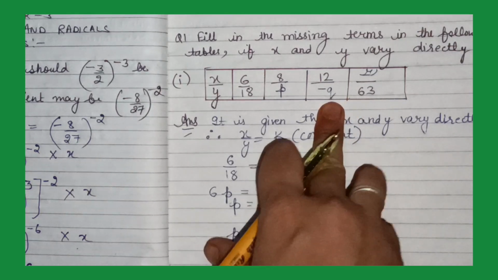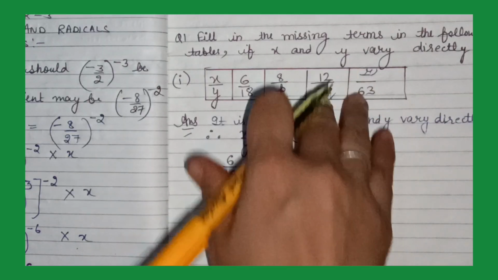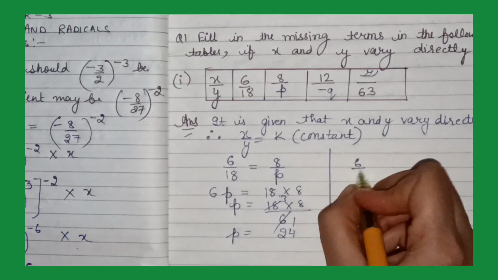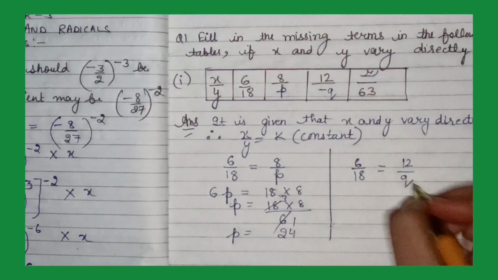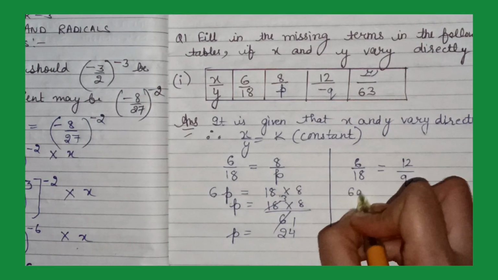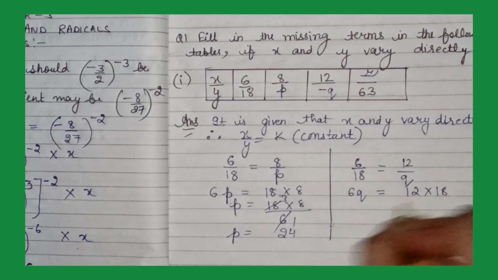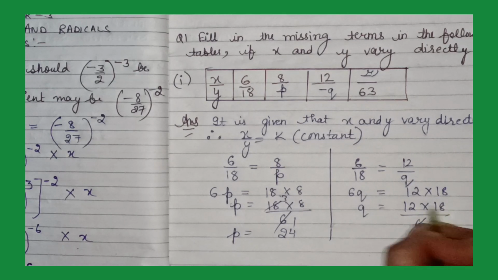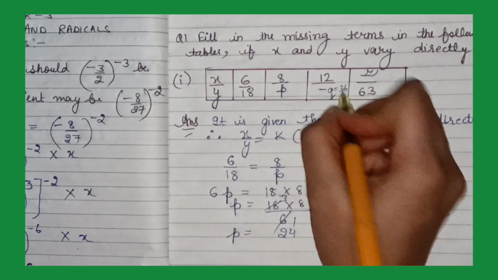Now I find the value of Q. This is Q here, not minus Q. I write 6 upon 18 is equal to 12 upon Q. All questions are the same. By cross multiplying, 6Q is equal to 12 multiplied by 18. Q is equal to 12 multiplied by 18 upon 6. 6 1s are 6, 6 2s are 12. Q is equal to 18 2s are 36. So the value of Q is 36.